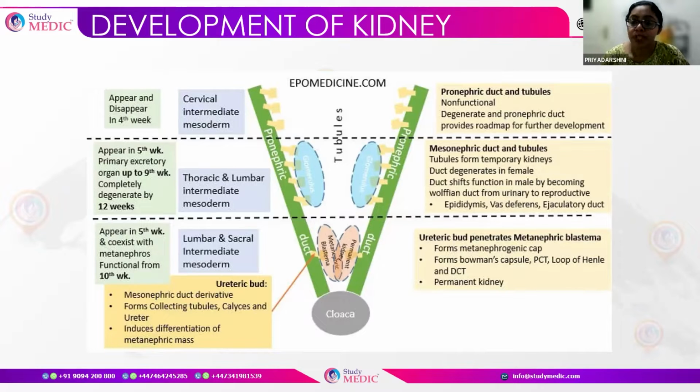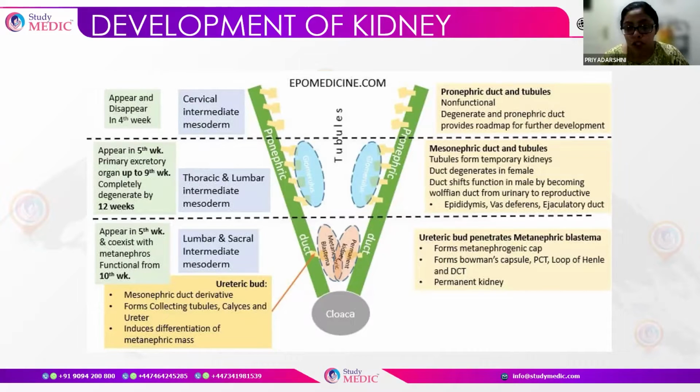Next, we have the mesonephric duct and tubules. They appear at about 5 weeks and they are the primary excretory organ up to 9 weeks. The degeneration of this is seen by around 12 weeks. Now, the origin is from the thoracic and the lumbar intermediate mesoderm.